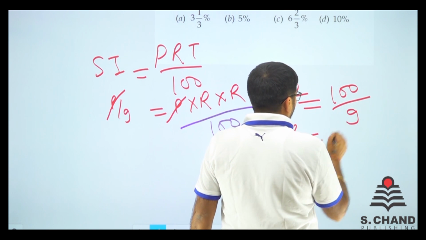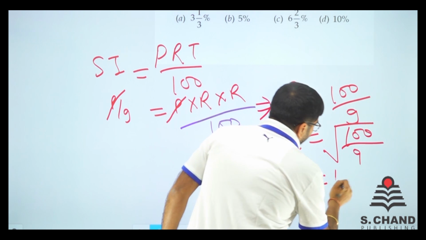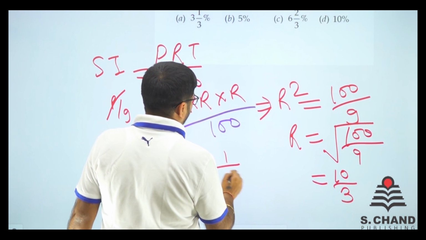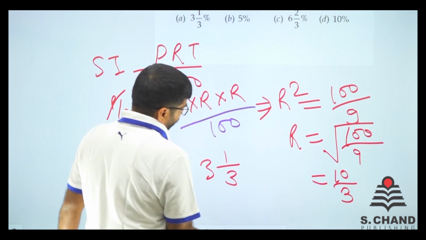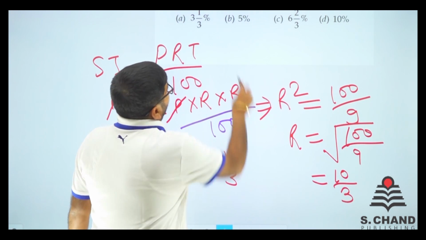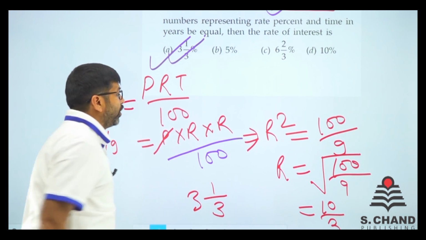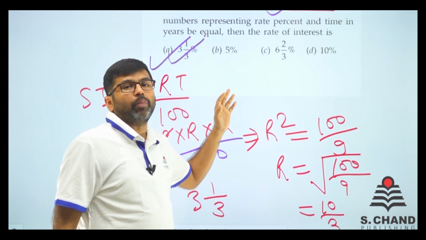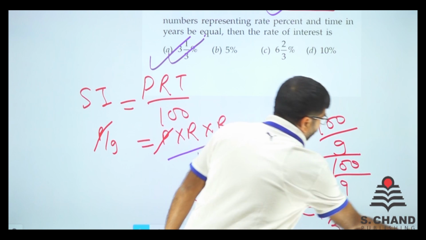So R is equal to root of 100 by 9. We got 10 by 3. So 10 by 3 is 3 and 1 by 3, because 3 into 3 is 9 plus 1, 10 by 3. Whatever form we use, the answer is 3 1 by 3. This is the way you do it. You need to understand the problem first. If you understand the problem and know the concept, do the questions. Okay, let's move on to the next question.